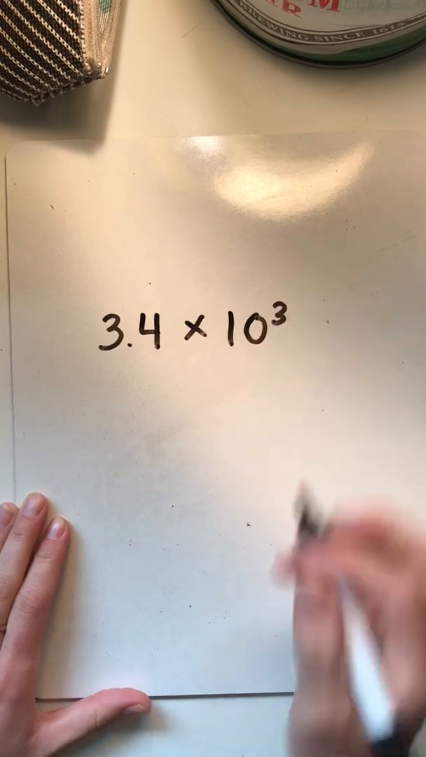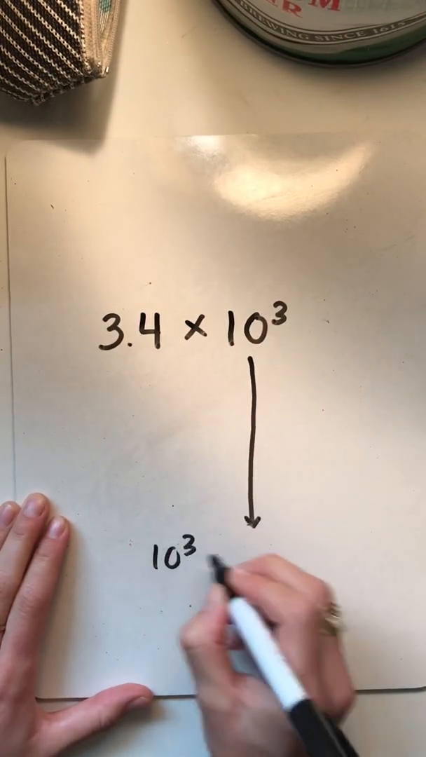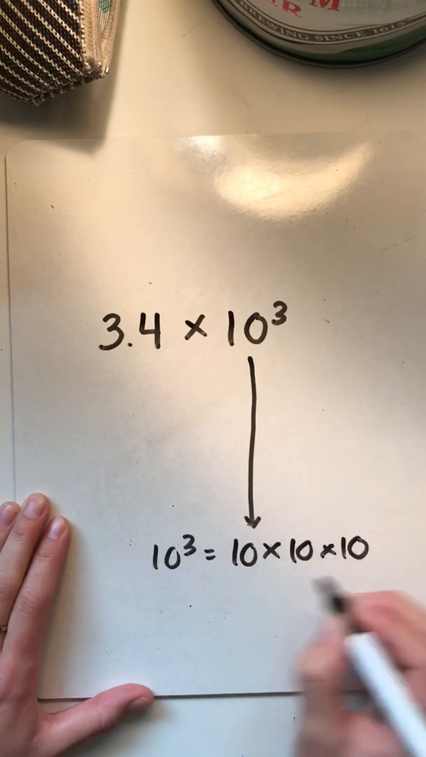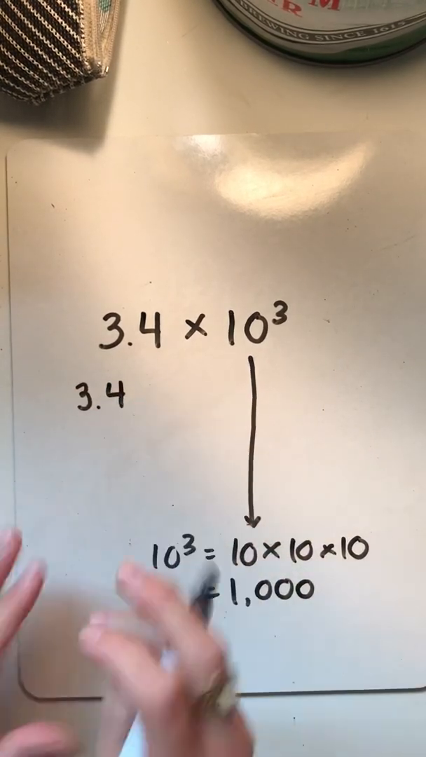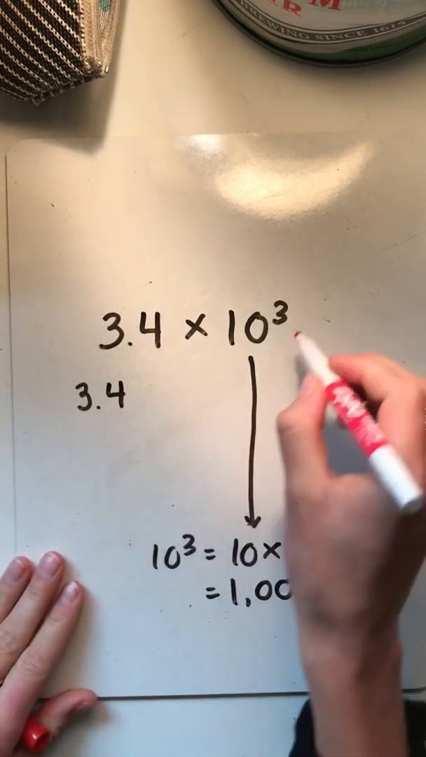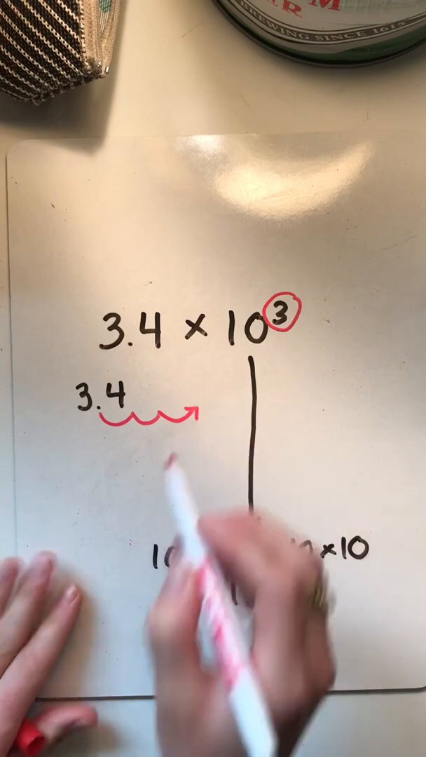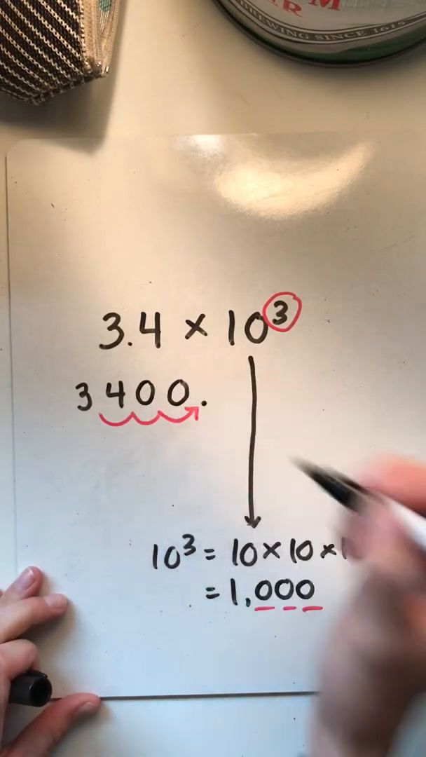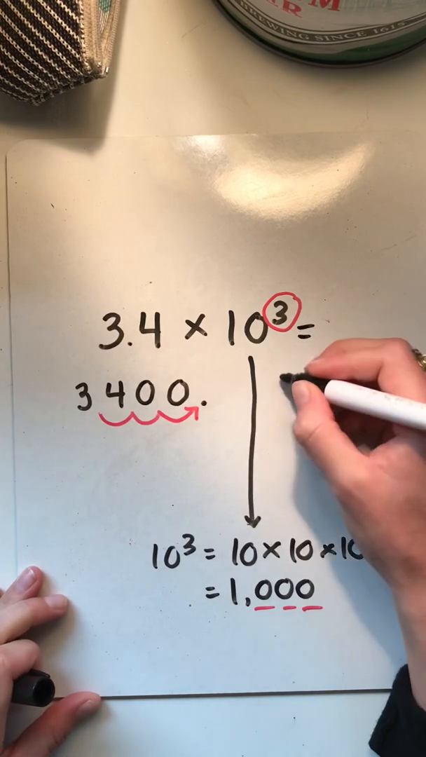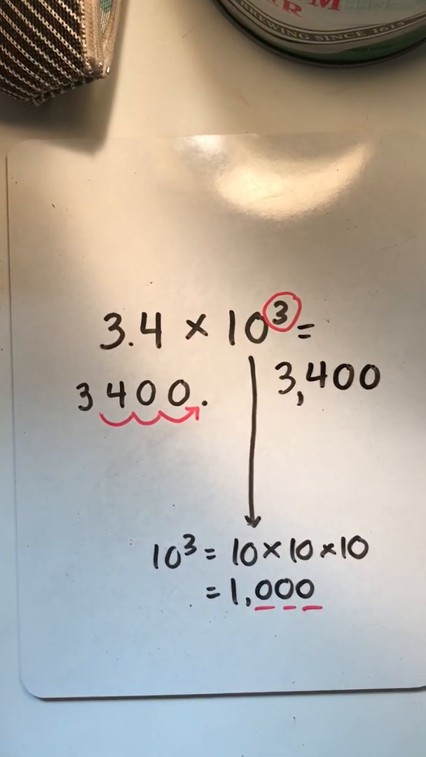How about 3.4 times 10 to the third? I'm going to look at 10 to the third. I know that's 10 times 10 times 10, or 1,000, so it's like multiplying 3.4 times 1,000. And because there's a 3 there and 3 zeros in 1,000, I'm going to move my decimal over 3 place values. And remember, if there's a space between your number train and your decimal, you put zeros in there. So that would be 3,400.